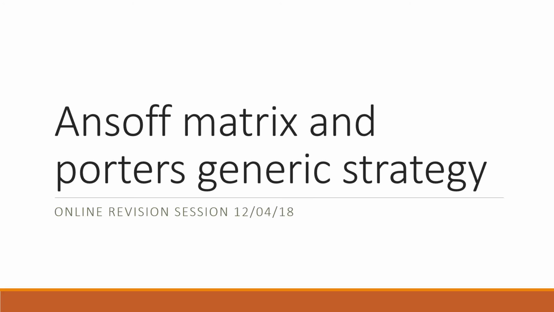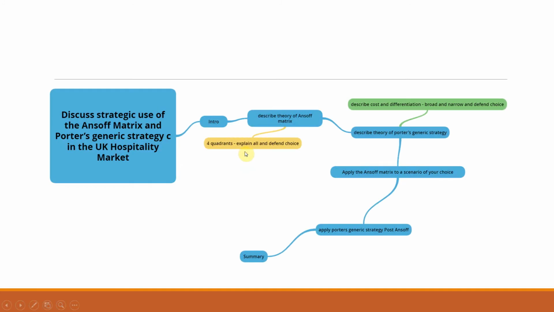Okay, so we're looking at a question regarding the Ansoff matrix and Porter's generic strategy. And as we've discussed, the practice question that we went through in class had a scenario given, and then we had to apply the Ansoff matrix and Porter's generic strategy to that. What I want to do is flip that round.